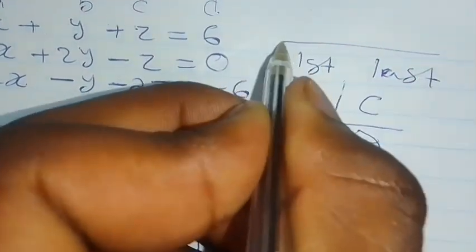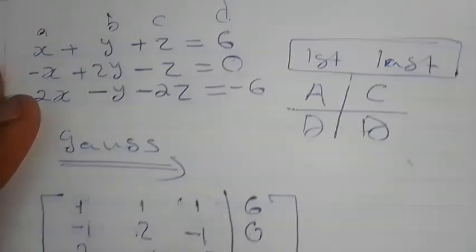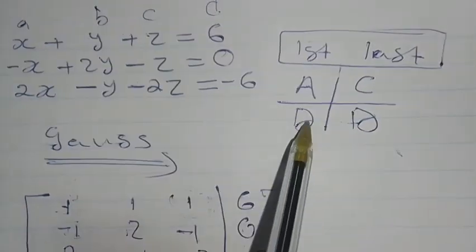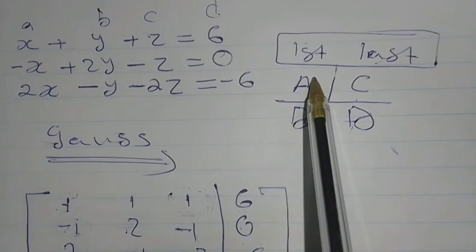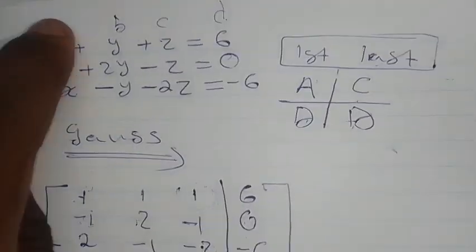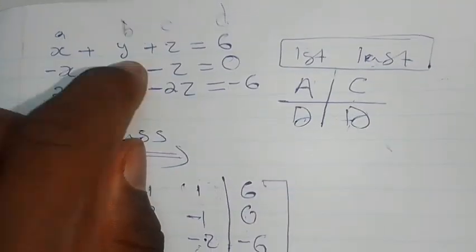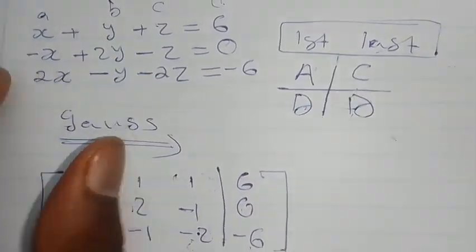The reason I'm showing you this is so that you don't mess up how you write your determinants. So it's either A or D first, C or D last. A gets first preference and C gets last preference. And this is the A, B, C, D, and this is the A, C, D. It has nothing to do with B. B can never be first or last.